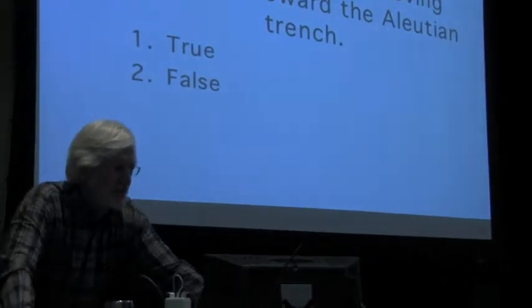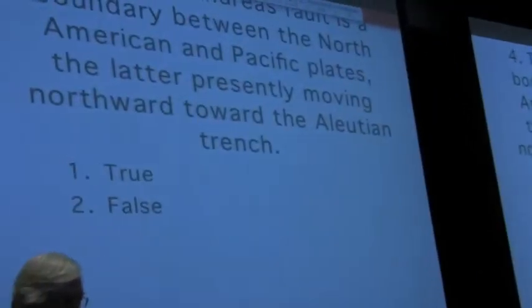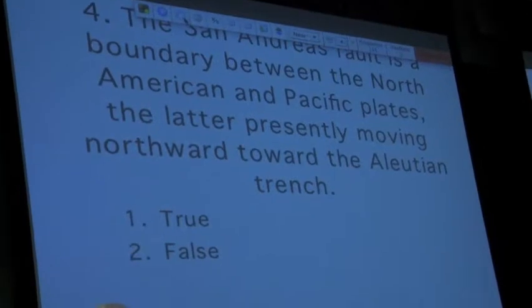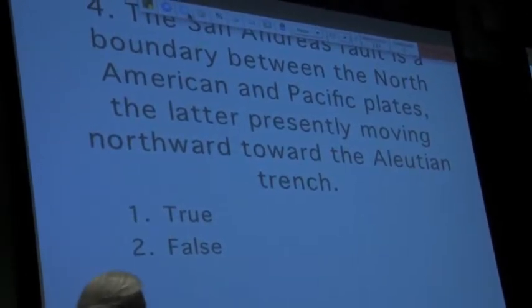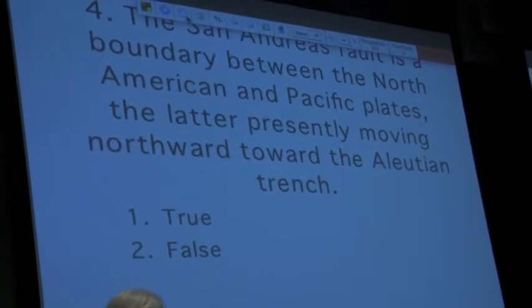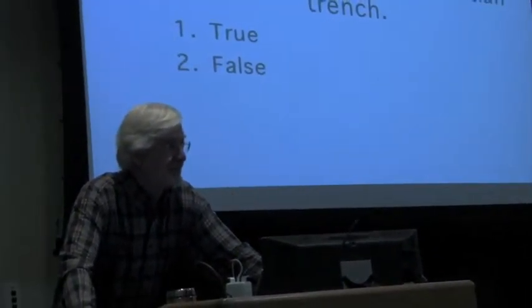the San Andreas Fault is a boundary between the North American and Pacific plates, the latter presently moving northward toward the Aleutian Trench. There's a very complicated long sentence. Is it true? And now the poles are open. Is it a boundary between the North American and Pacific plates? Is the Pacific plate, the latter one, moving northward?